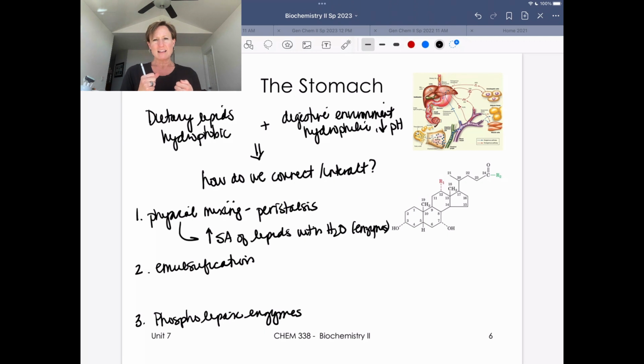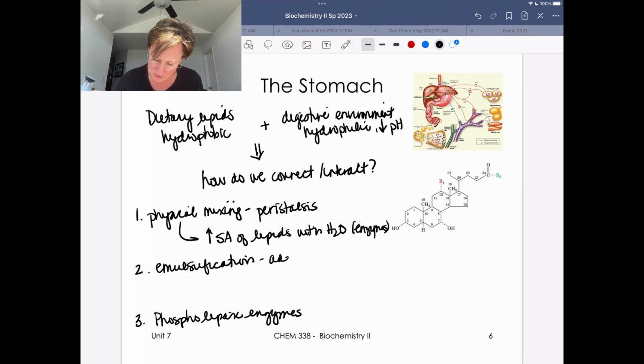However, if you were to shake that salad dressing, you would greatly increase the amount of surface area of that lipid that's contacting the water. And the same is happening when your stomach does its contractions and we have that peristalsis. Okay. The other way that we can help is emulsification.